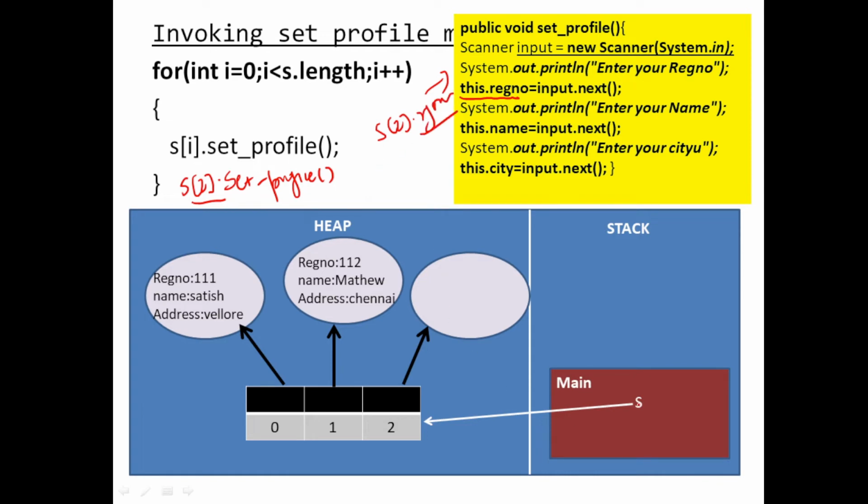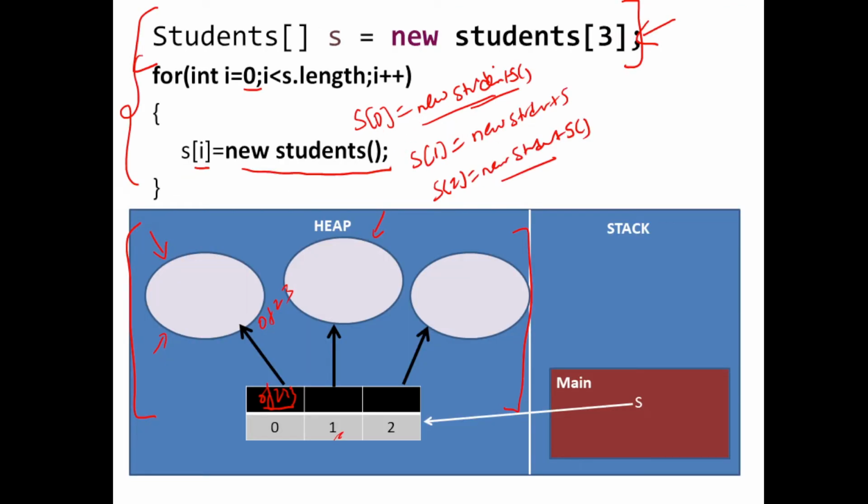What is S of 2? We have a reference here. It comes to 2. So now we have a reference pointing here. So S of 2 dot reg number will be whatever data you enter here, and it will go to this location. Likewise, S of 2 dot name will be given here. S of 2 dot city will be populated here. Very, very important. You should never stop just by declaring this statement. This is just for creating the array of references on the heap.